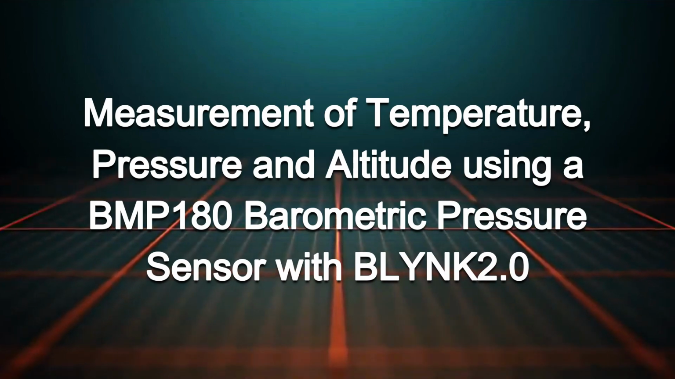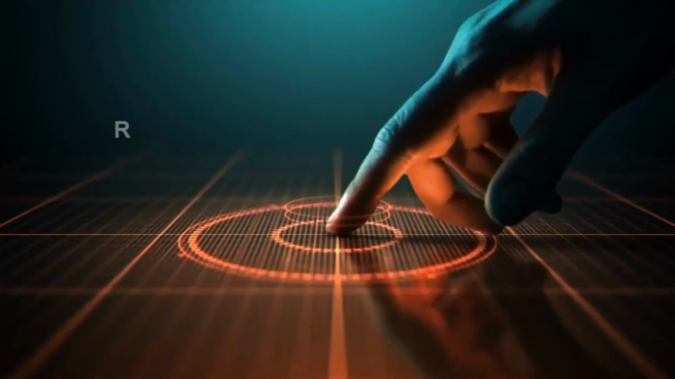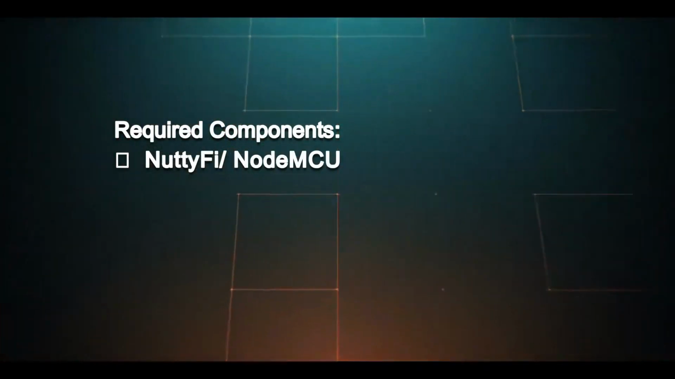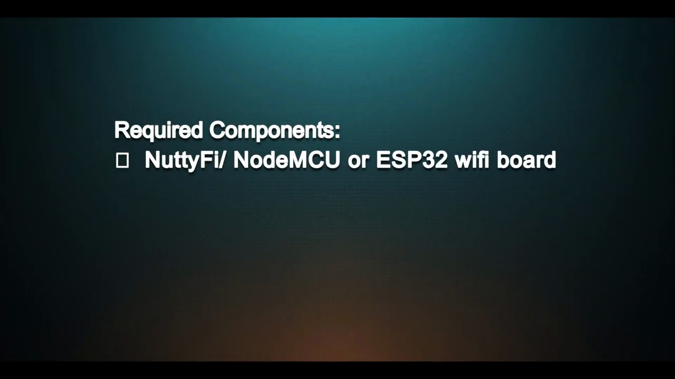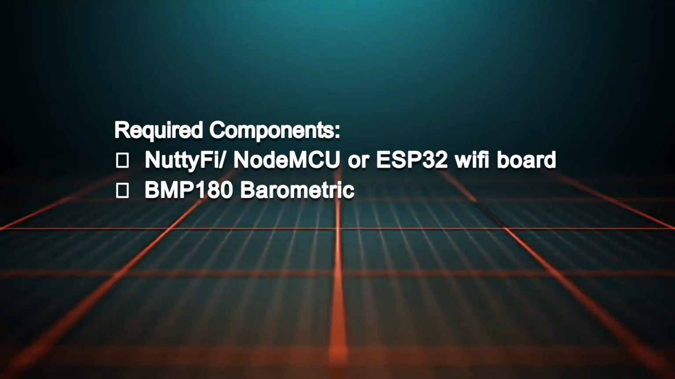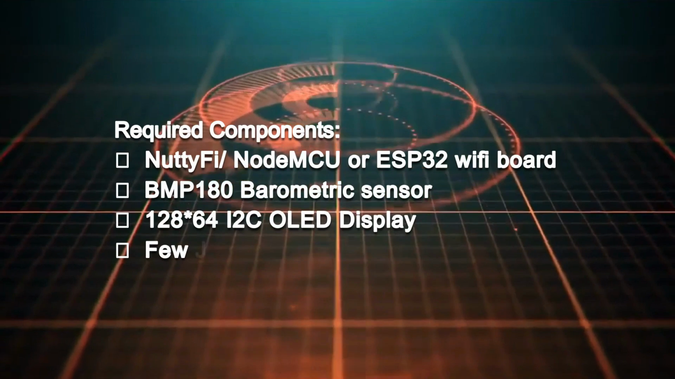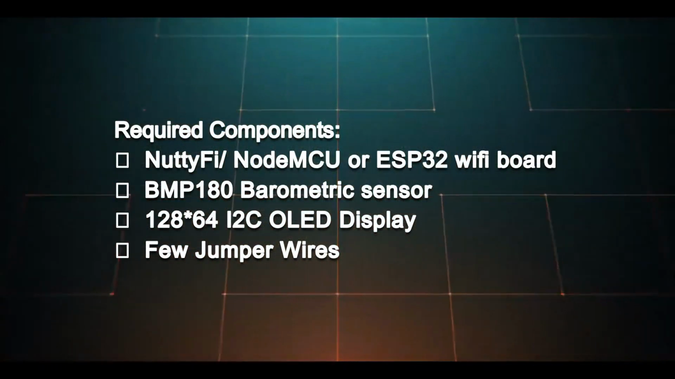So guys, to design this project you need the following components: NodeMCU ESP8266 or ESP32 Wi-Fi board, BMP180 barometric sensor, 128x64 I2C OLED display and a few jumper wires.